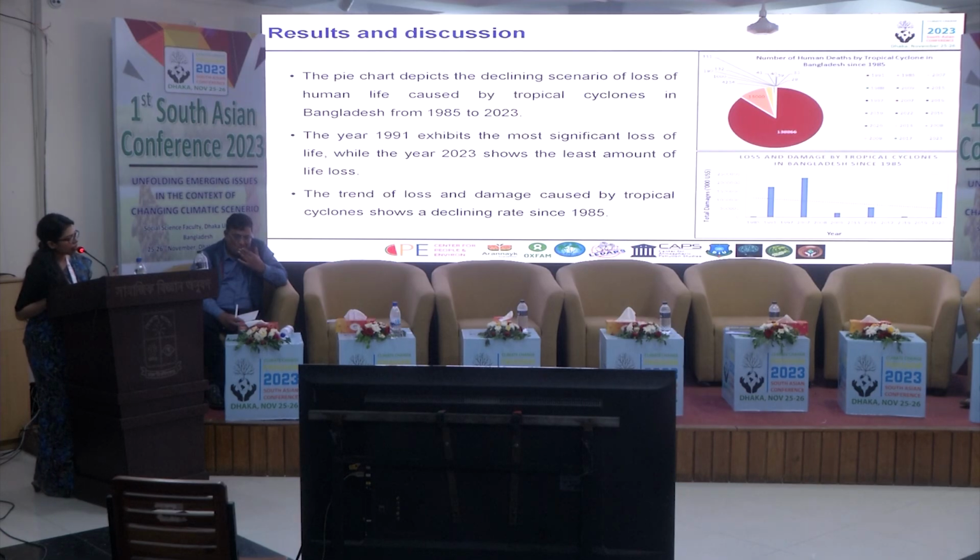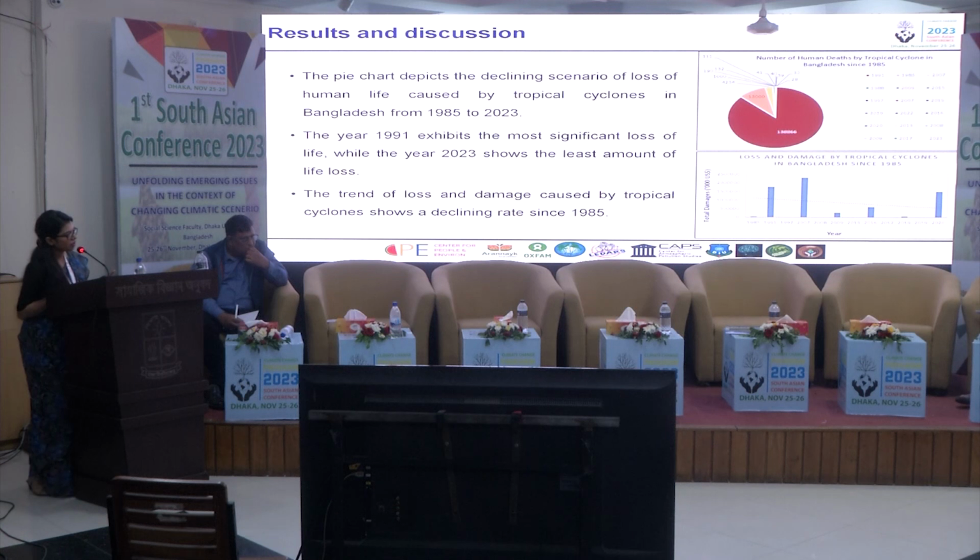The data show a descending pattern. We can see that in 1991 most people died because of tropical cyclones, but in 2023 we can see the least deaths because of tropical cyclones. So we can say that the loss of life has decreased.